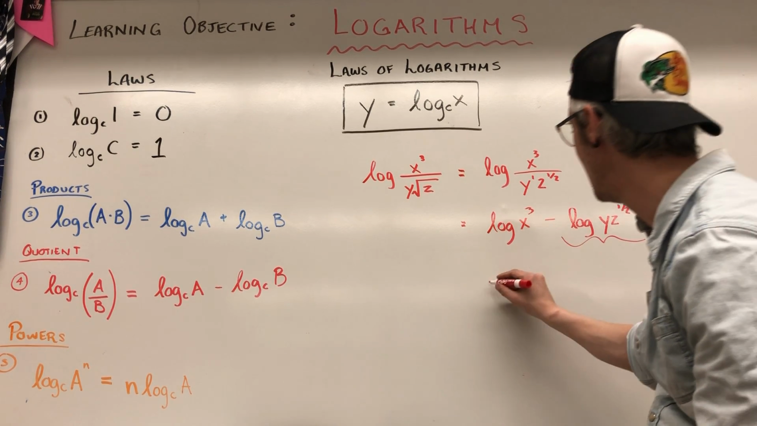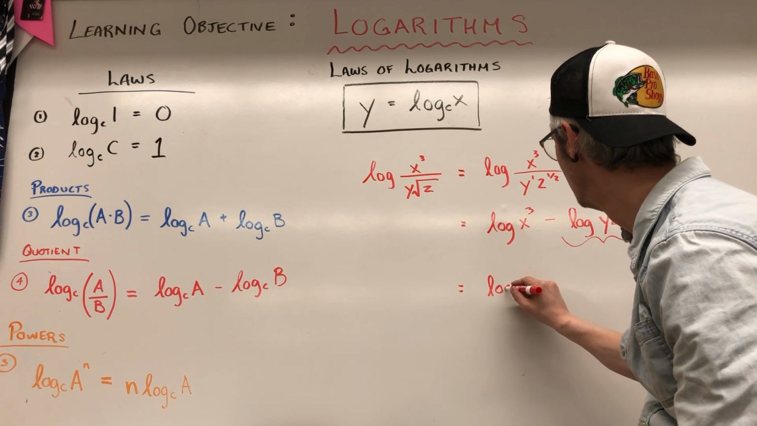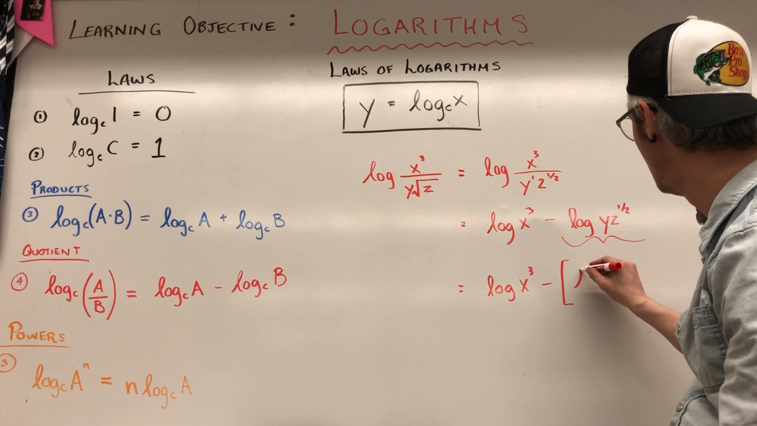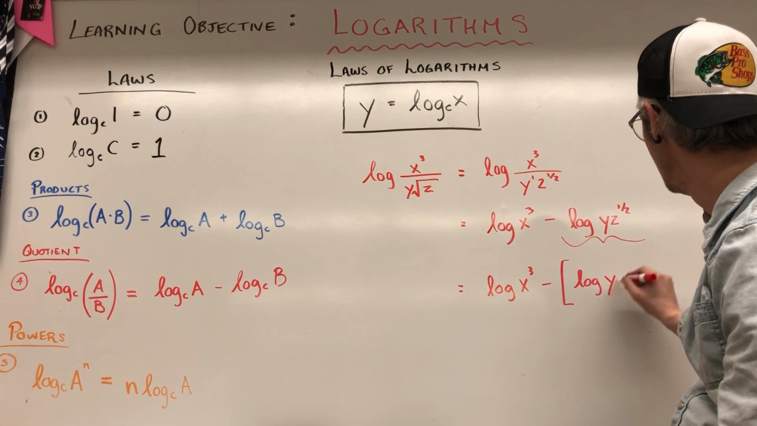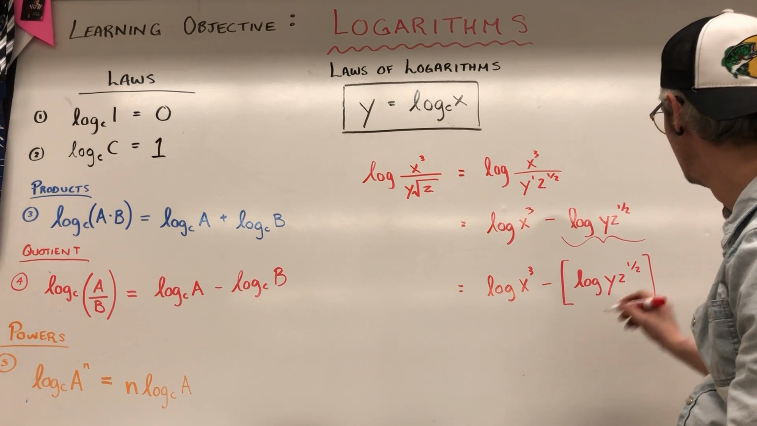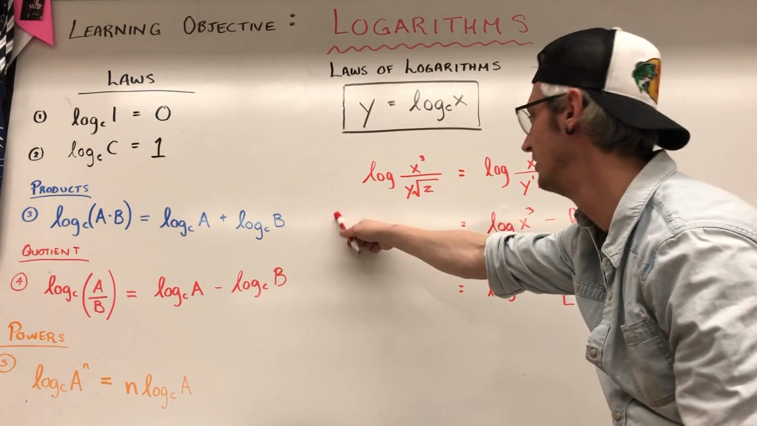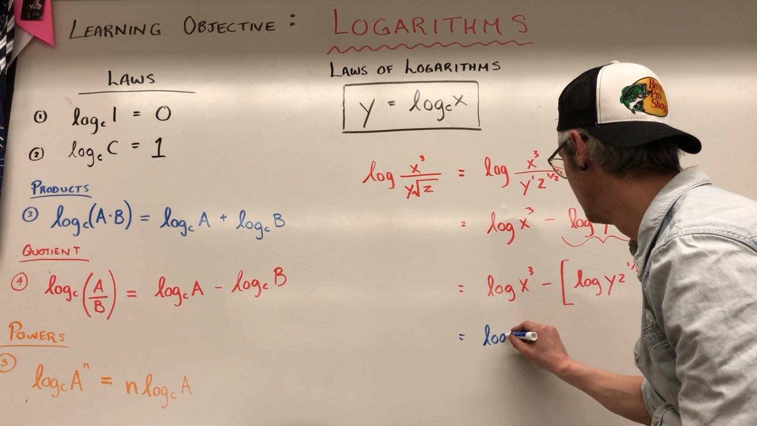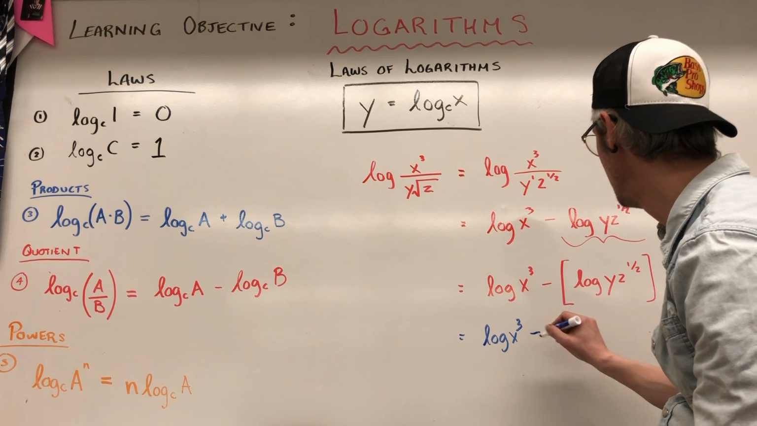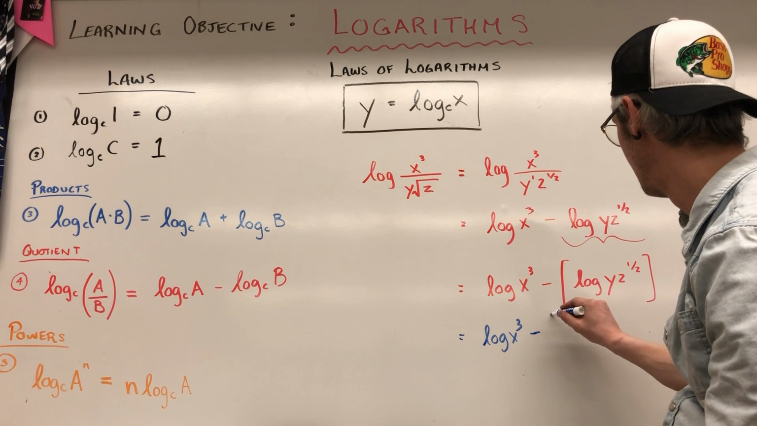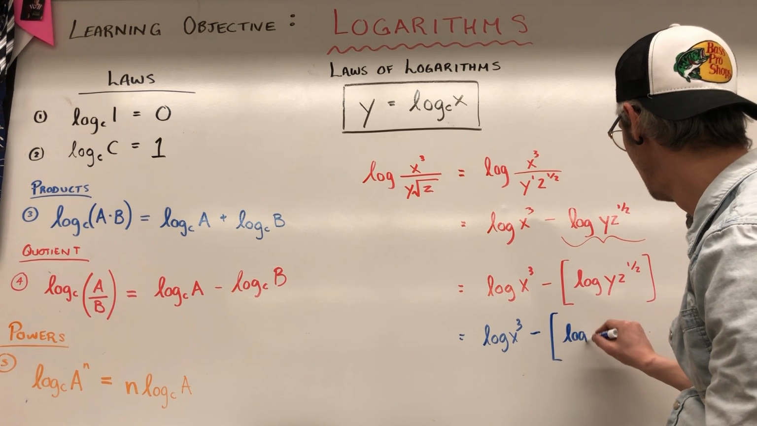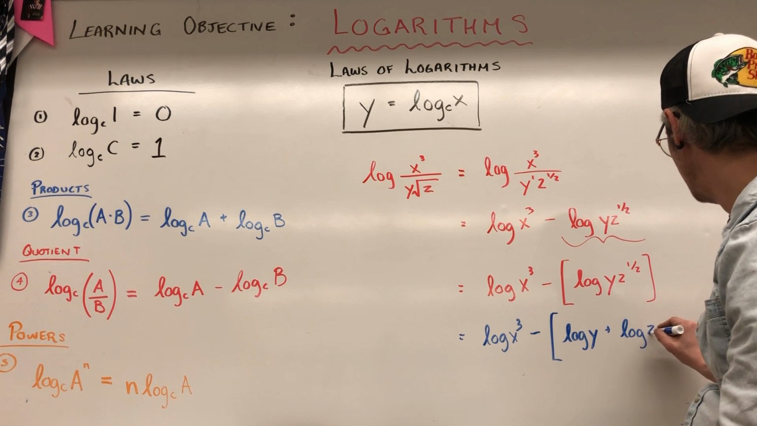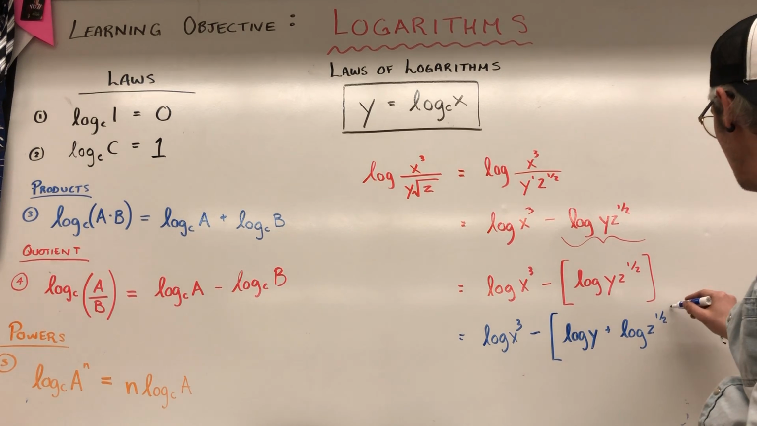Let's separate this. So I have log of x cubed minus, I'm going to open a bracket, log of y z to the 1/2. And I'm going to apply the product rule on that. So this becomes log x cubed minus log of y plus log of z to the 1/2. Okay.